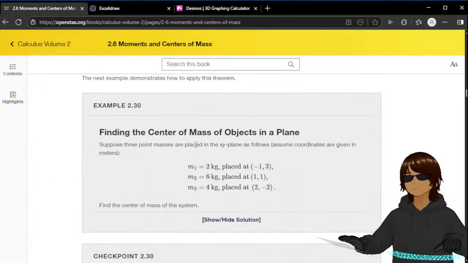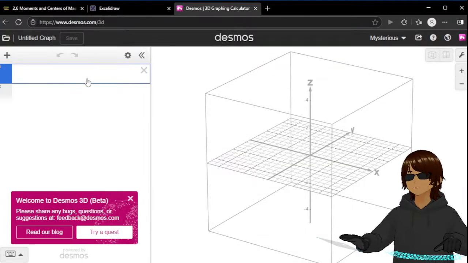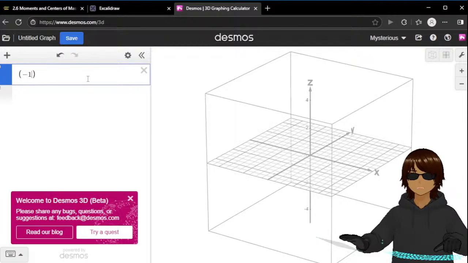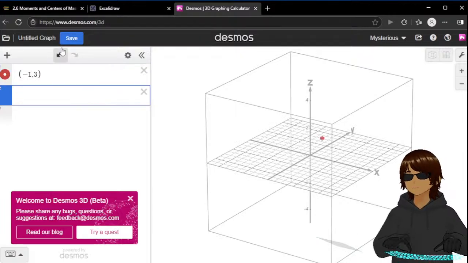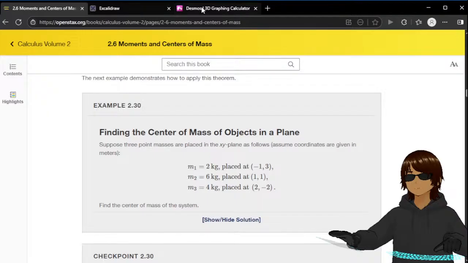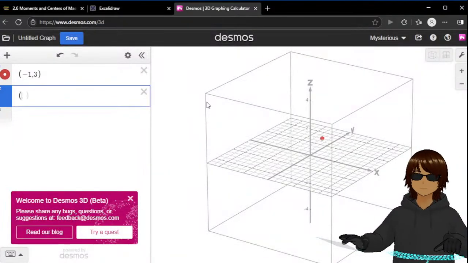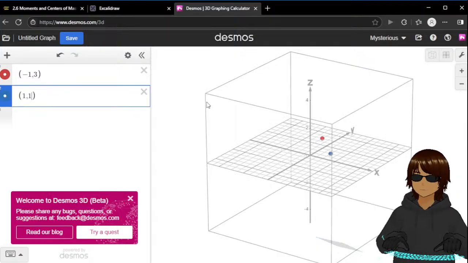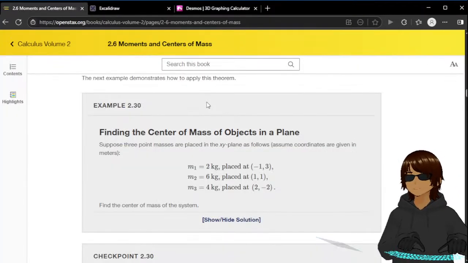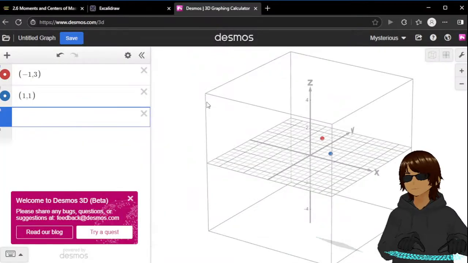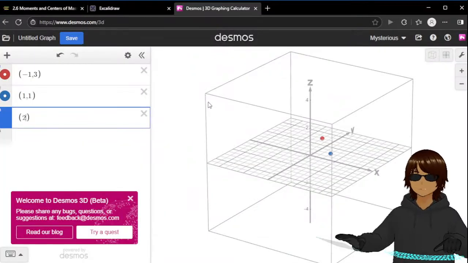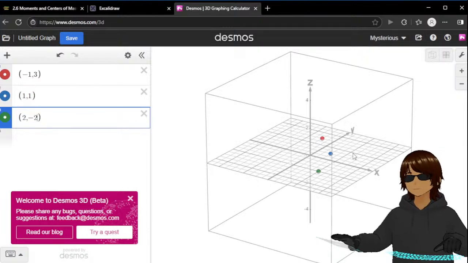Suppose 3 point masses are placed in the xy plane as follows. Find the center of mass. So let's see. We have this point (-1, 3). We have (1, 1), and (2, -2).